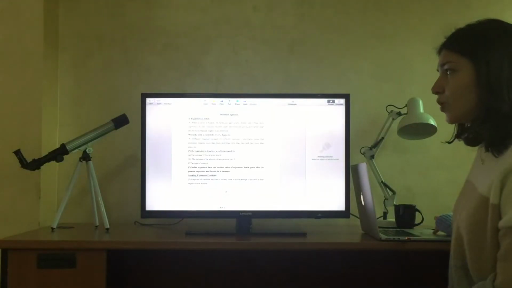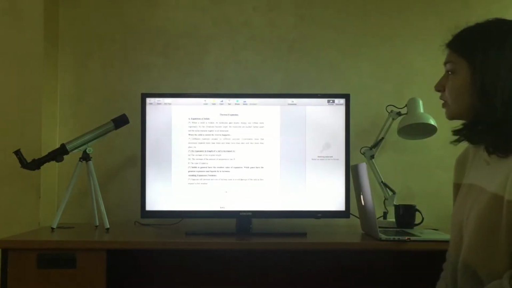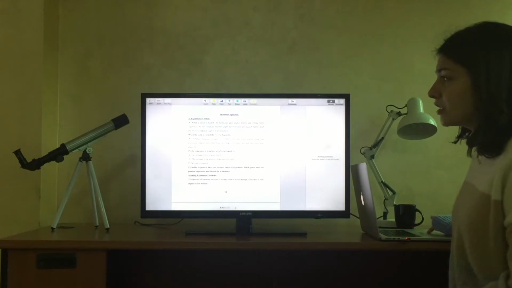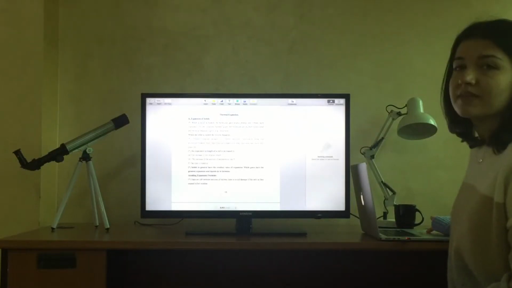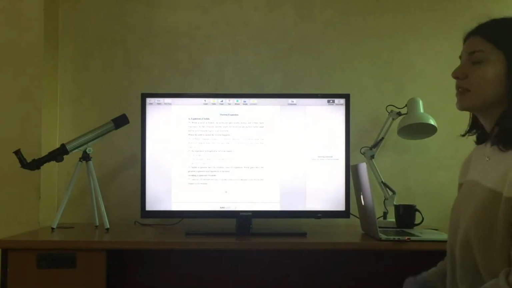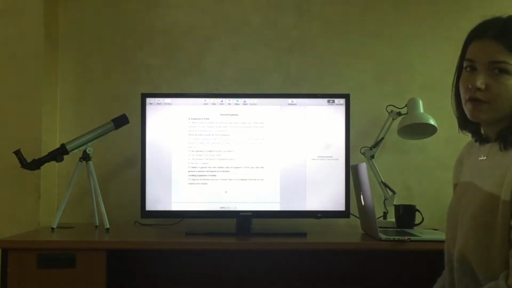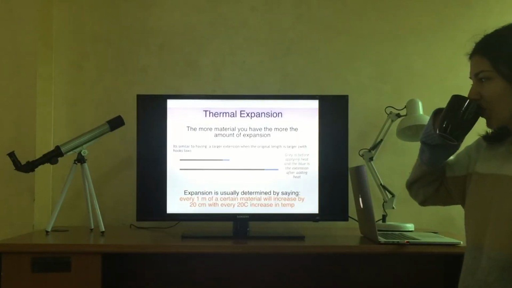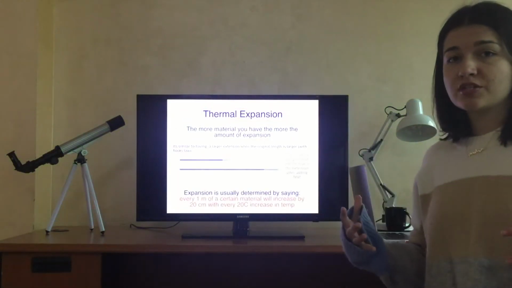It's also important to note that different materials expand differently than others, so it depends on the material. And the expansion in length increases when the original length increases. So if you have more of the original length, you'll have more expansion. And obviously, the more you increase the temperature, the more the expansion. And it also depends on the type of the material. Okay, the expansion will happen in a 3-dimensional form.